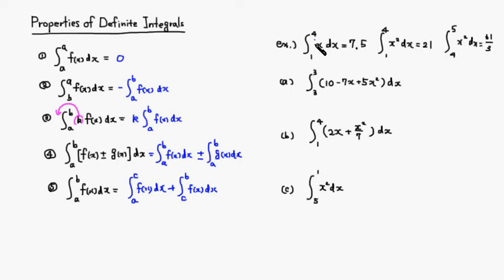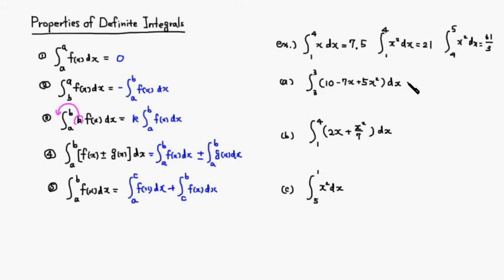Let's say these three values are given. The definite integral from 1 to 4 of x is 7.5. The definite integral from 1 to 4 of x squared is 21. And the definite integral from 4 to 5 of x squared is 61 over 3. So let's say those three values are given. Then let's try to evaluate these integrals.